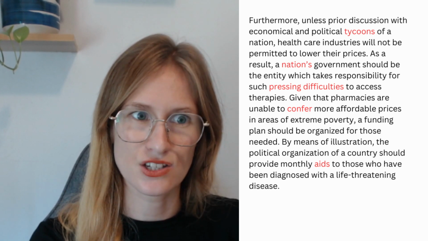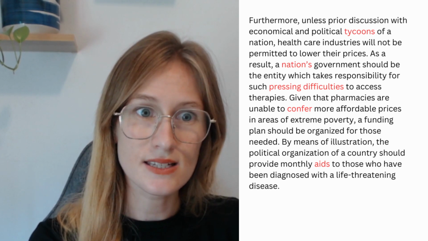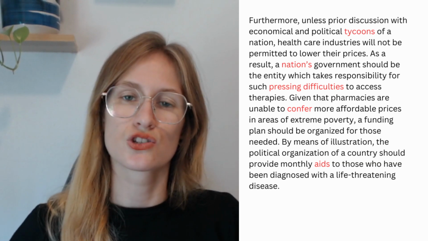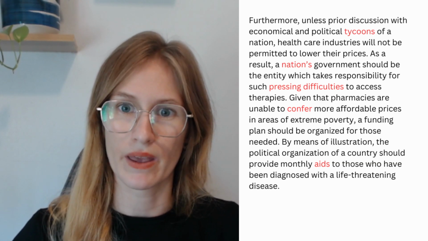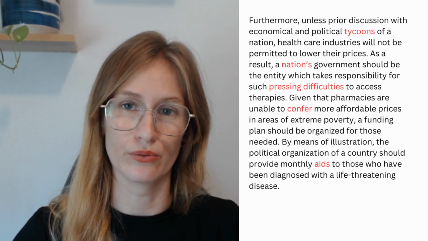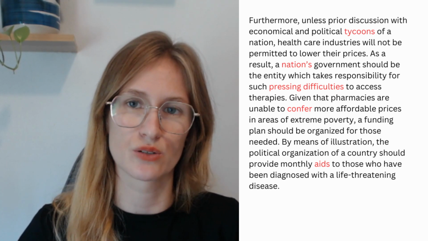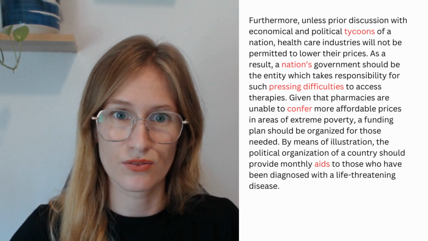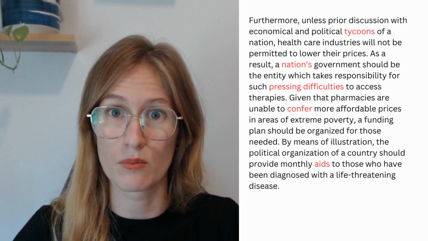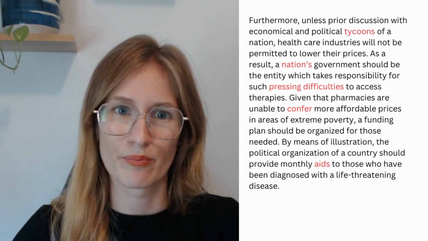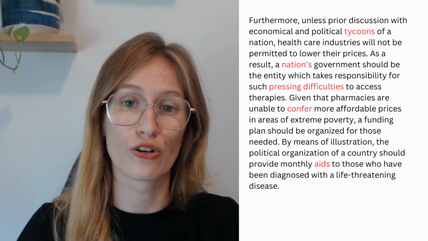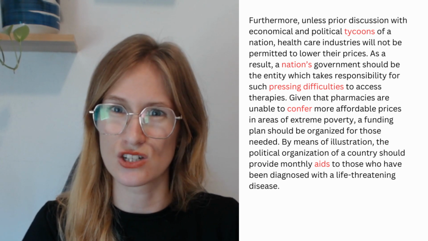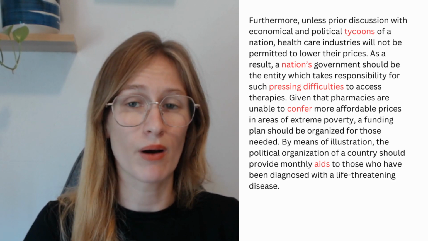"As a result, a nation's government should be the entity which takes responsibility for such pressing difficulties." Now, the student told me she used the word nations because countries seemed too simple. She wanted to improve the vocabulary. She wanted to demonstrate her knowledge. But as you can see, the use of nation sounds repetitive. We used it in the first sentence and we're using it in the sentence immediately after. Because of this, it takes away from how great the sentence sounds. You'd be much more likely to say countries than nations, or government, or the governing party.